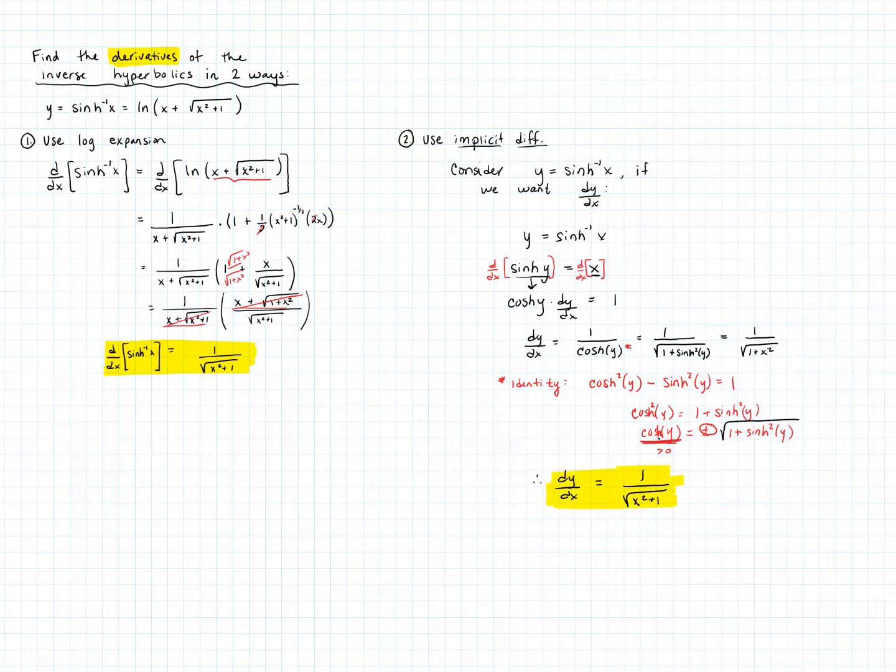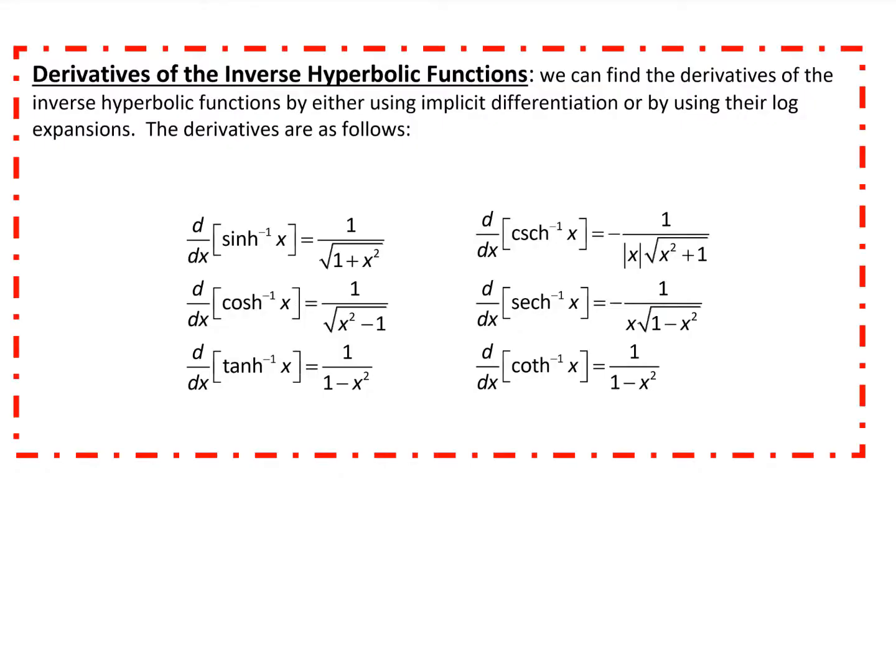proven in 2 different ways, using implicit differentiation or just using its logarithmic expansion and what we know about derivatives of logs. So we actually can find those derivatives of those inverse hyperbolics in 2 different ways. You choose the way you want to prove those, but we get this derivative, 1 over the square root of x squared plus 1. That gives us a whole new bank of derivatives that we can add into our useful derivatives. And let me project that on the screen to end this video.